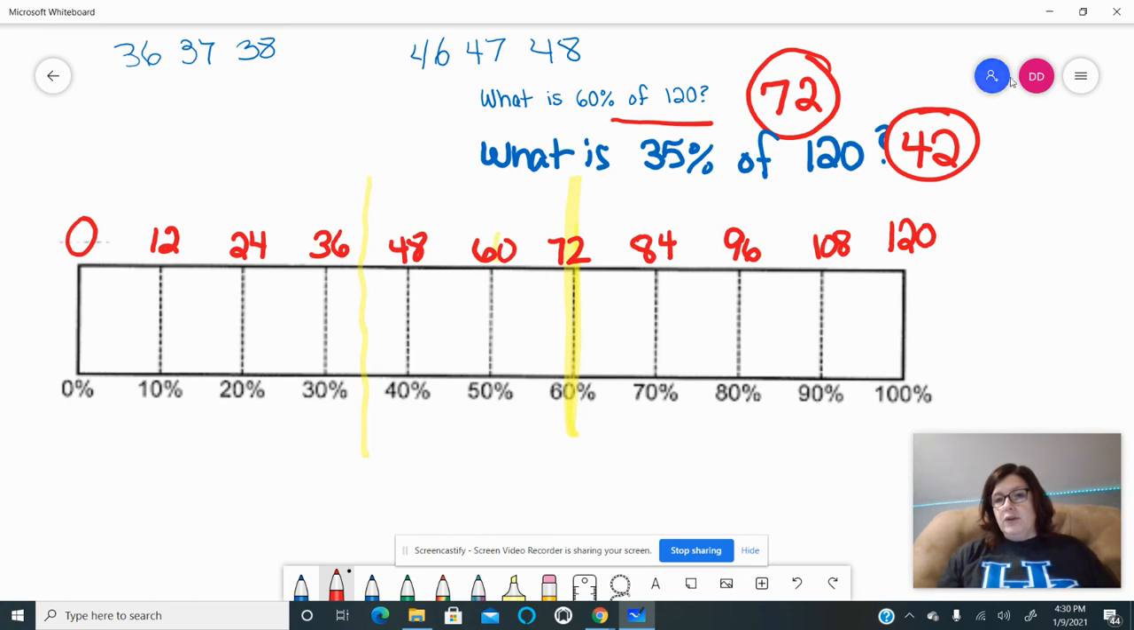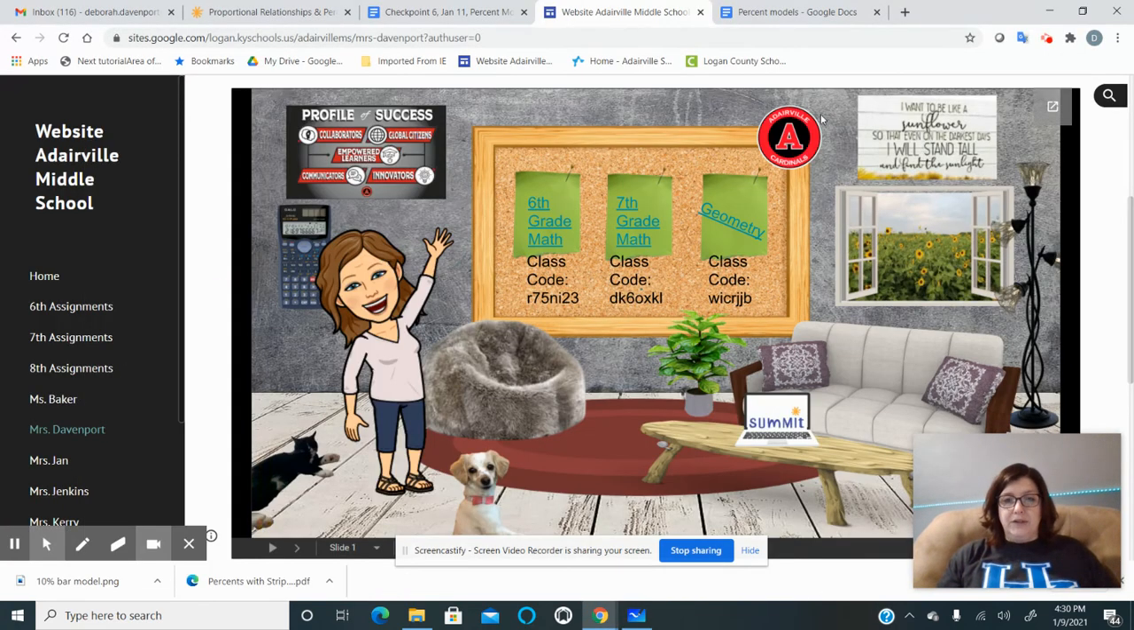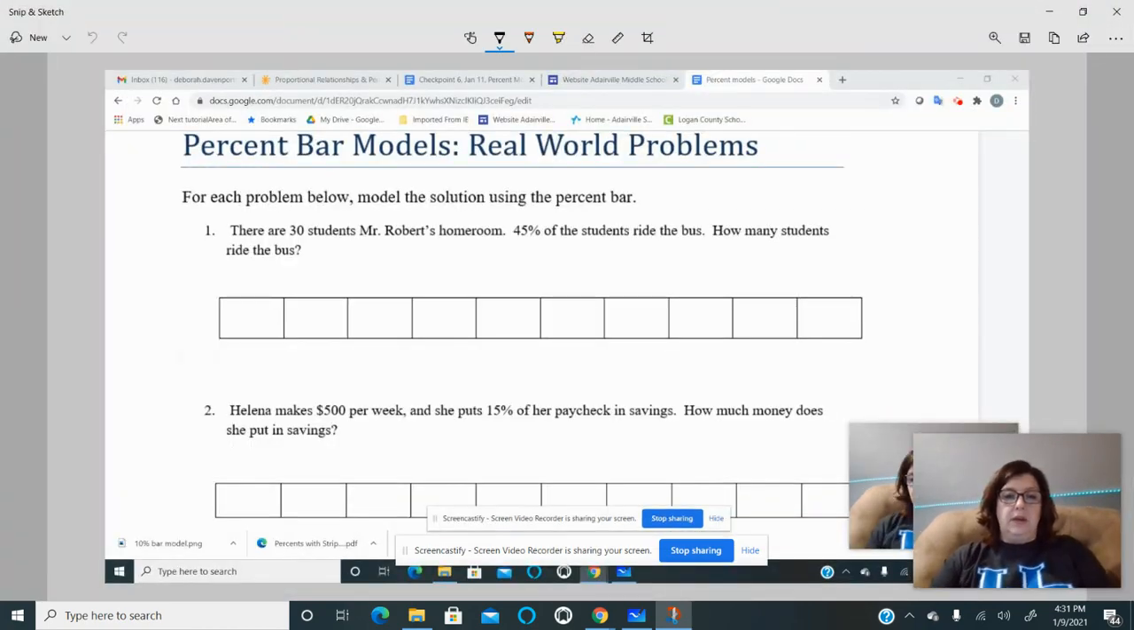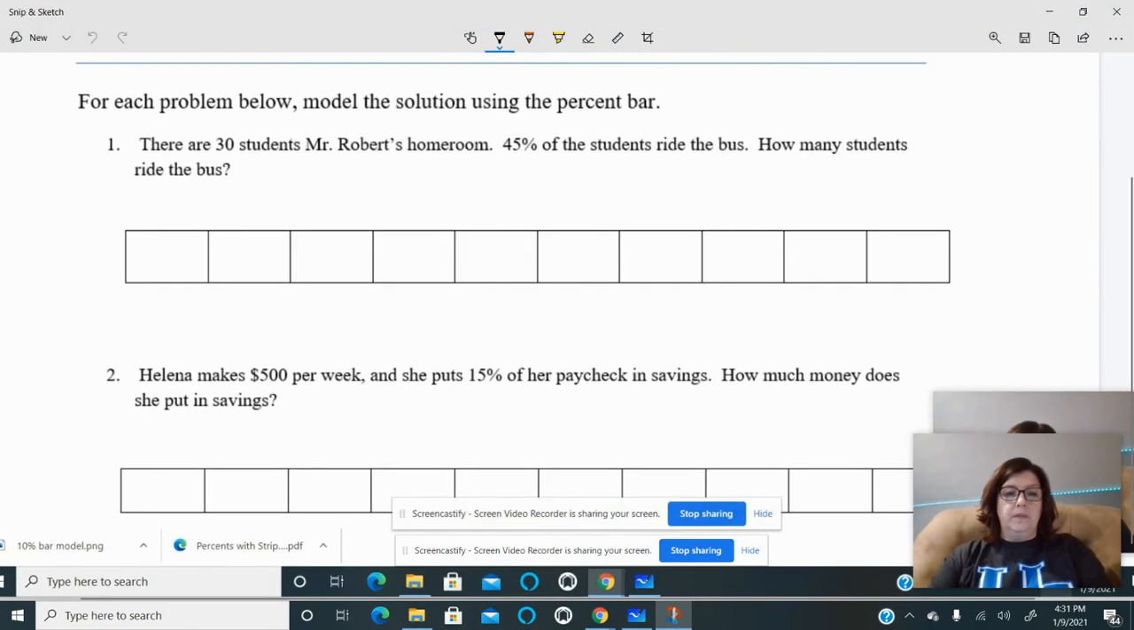Okay, let me show you the assignment for today. Okay, it looks like this. It's going to have a box where you can click to write your answer. Let me pull this bigger. And we're going to do number 1 together. There are 30 students in Mr. Roberts' homeroom. I left out the word in. 45% of the students ride the bus. How many students ride the bus?